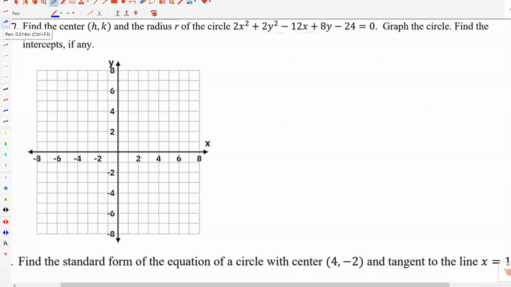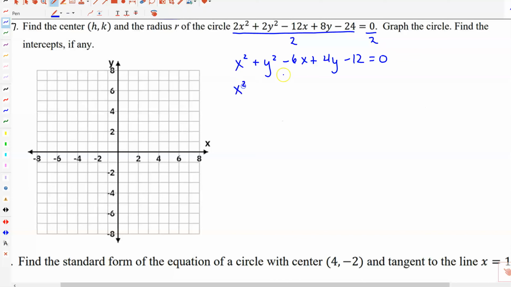Alright, so first off, we are given this equation in its general form. So in order to find our center, we're going to go ahead and put this into standard form. So we're going to need to complete the square. On these squared terms, they have a coefficient other than 1, so I'm going to need to divide out that coefficient. And luckily enough, everything's actually going to divide by 2 really nice. So I'm going to get x squared plus y squared minus 6x plus 4y minus 12 is equal to 0.